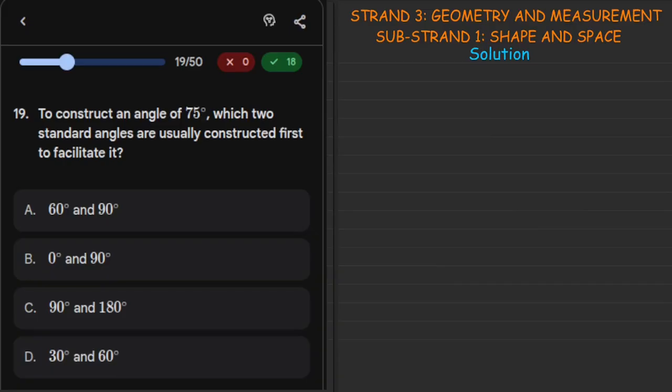Looking at question 19, it says, to construct an angle of 75, which two standard angles are usually constructed first? Now there are basic standard angles that we construct. Some of these basic angles are 90.